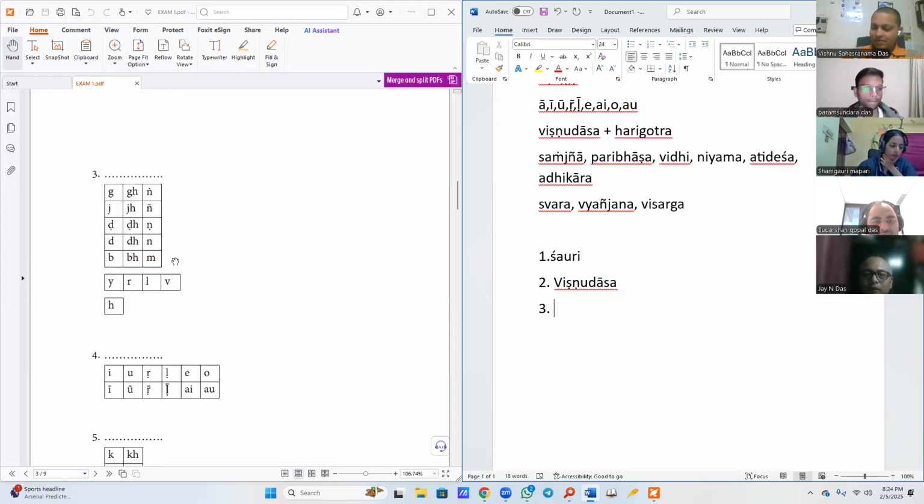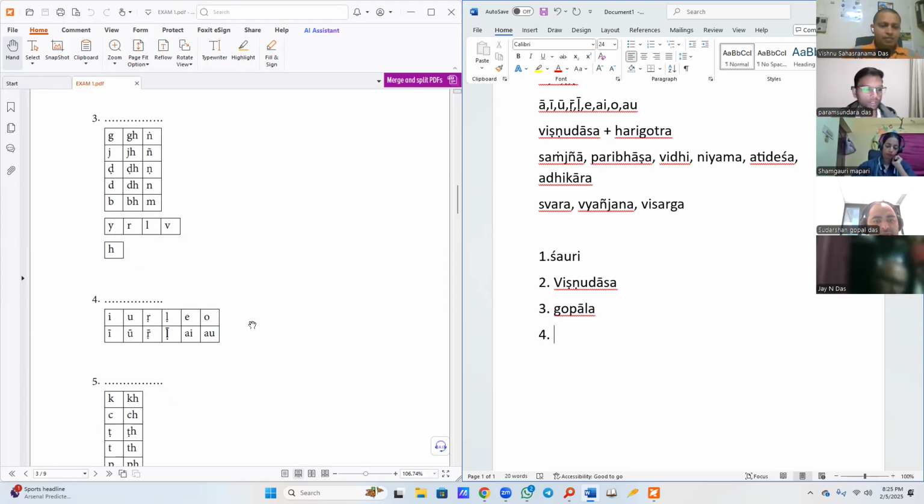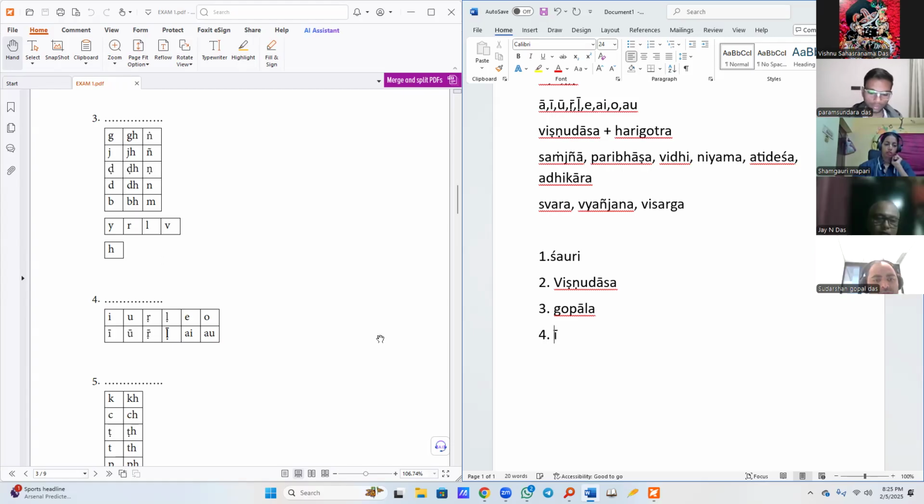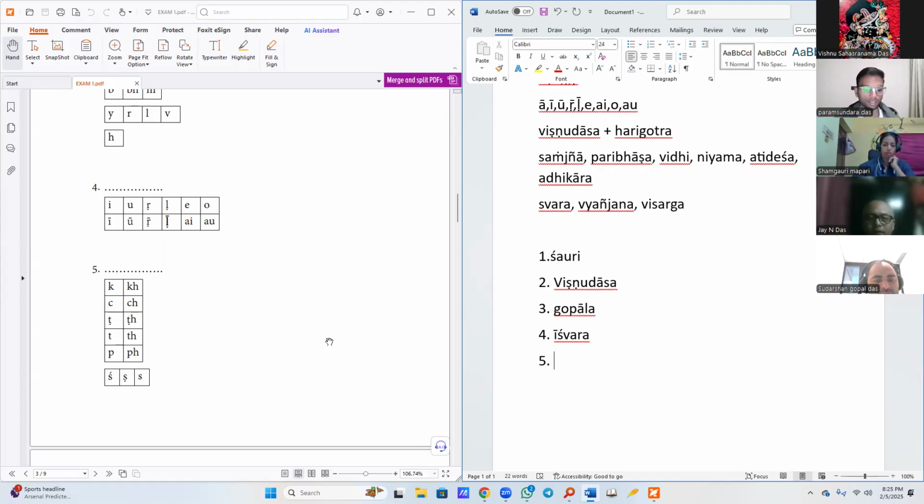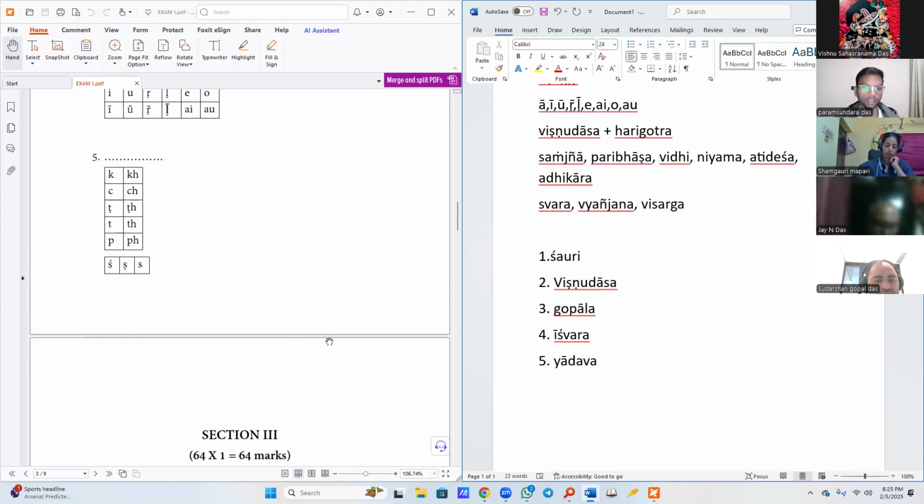The third one, what is the third one? The group? Vaishnava. This is Gopala. We're doing the question paper, so you are marking your own answer sheet. If you have written Vaishnava, give 0. So it is Gopal. Then the fourth one, Ishvara. Ishvara, good. Then the fifth one, Yadava. Okay, that was all.